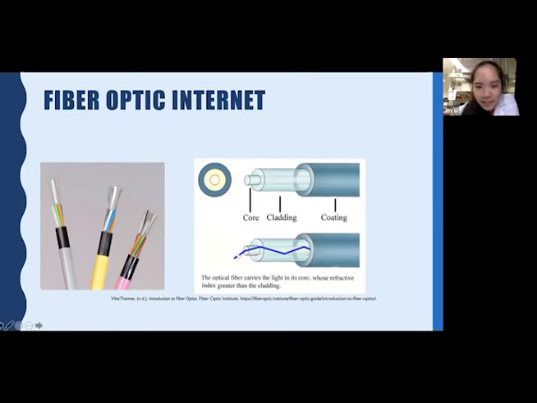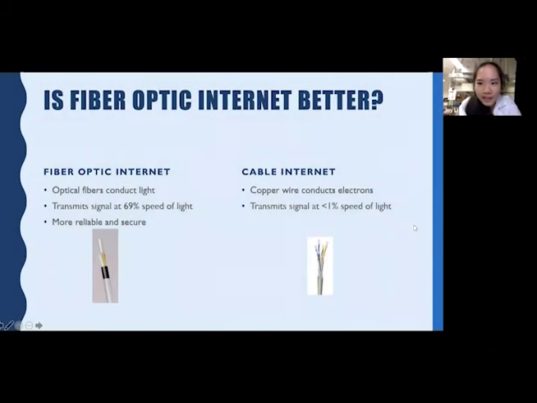And you see that once the light enters the core, it's totally internally reflected so that it's contained in the core and also transmits in the direction of the fiber. So fiber optic internet uses light to transmit these signals instead of electricity or electrons. So let's look at how they compare. Is fiber optic really that much better?